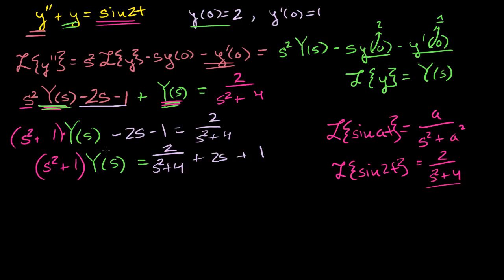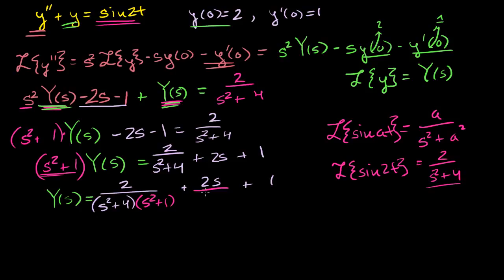Now we can divide both sides of this equation by s squared plus 1, and we get the Laplace transform of y of s is equal to 2 over s squared plus 4 times this thing right here. I'm dividing both sides of this equation by this term right there. So times s squared plus 1. It's in the denominator, so I'm dividing by it. Plus 2s plus 1. I have to divide both of those terms by the s squared plus 1. Divided by s squared plus 1. Divided by s squared plus 1.